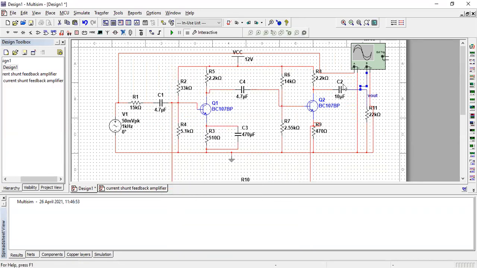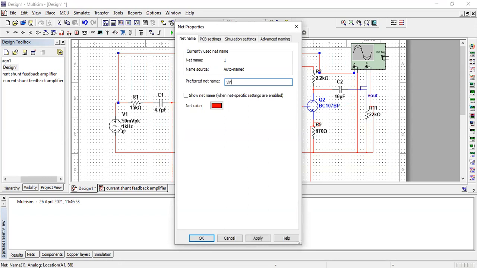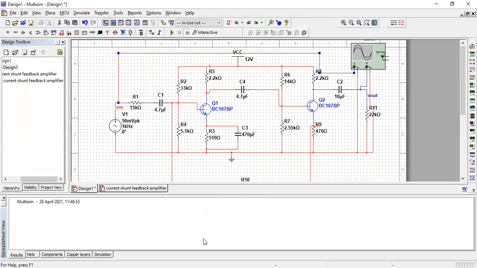Okay. So I'll give the input as V in and show that V in. I'll keep it in red only, V in. So those variables also come into the picture now. V in and V out also came. Now I'll execute this circuit and see what I'm going to get.